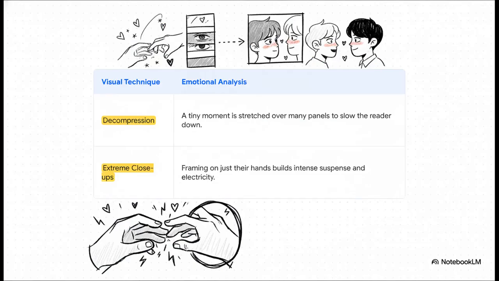Oh man, okay. Now let's get into this scene, the almost kiss. The air is just crackling with tension here, and time basically stands still. The artist uses this technique here called decompression. They take what is probably a 2-second moment in real life and stretch it out over a whole bunch of panels. We see close-ups of their hands, their faces, their eyes. It forces us, the reader, to slow way down and just live in that suspense. You can practically feel the electricity.